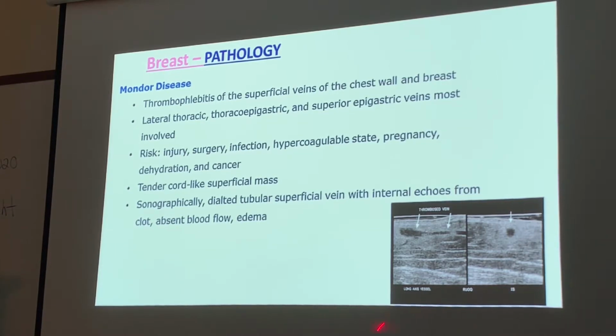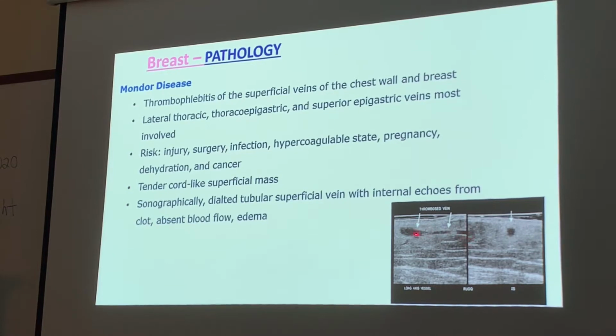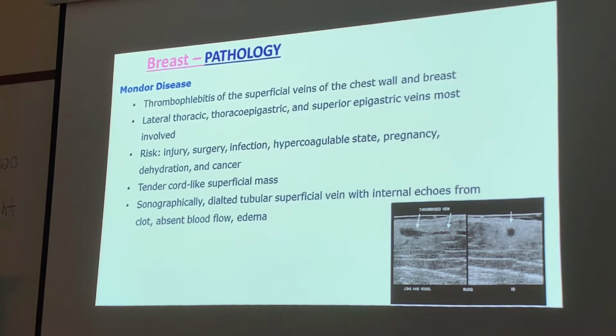Okay. But you can clearly see here, guys, or in your book, that veins are supposed to be anechoic on the inside, but you can see here where it has this thrombus, this complex blood clot right there, and you can see it kind of continuing throughout. So that would be Mondor disease, which is basically a blood clot in the veins of the breast. Okay, typically involving these three veins right here.